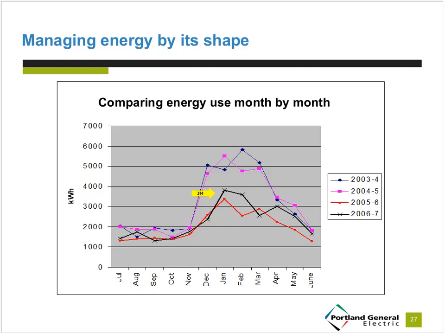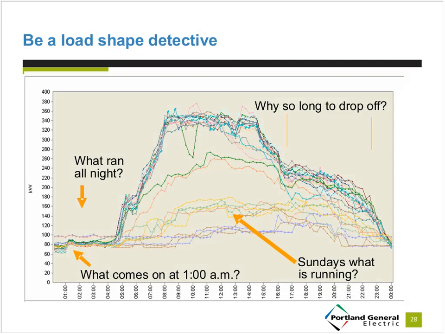Another way you can do this is to show the 2 years, make the change, and then you track and see whether or not the bills were actually lower. So a very good tracking mechanism. So let's look at a more commercial building.